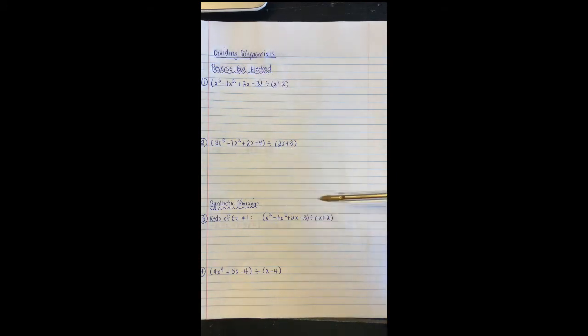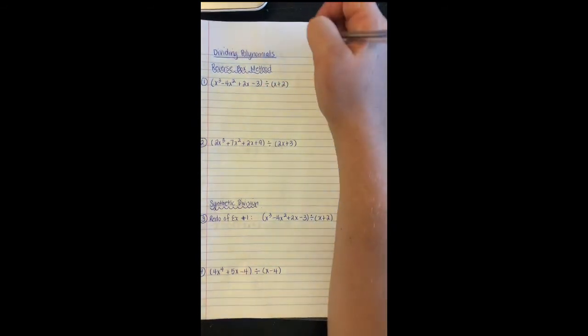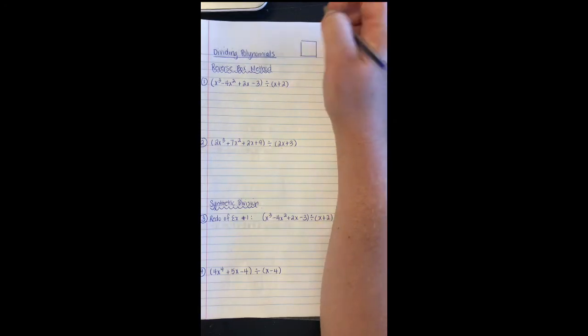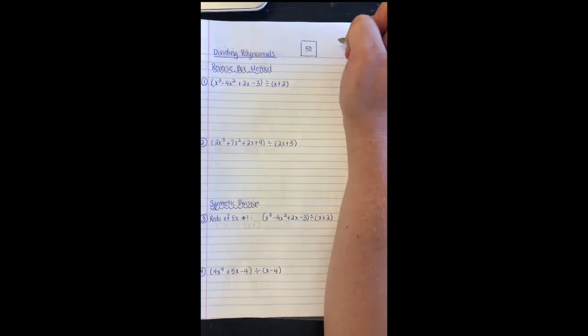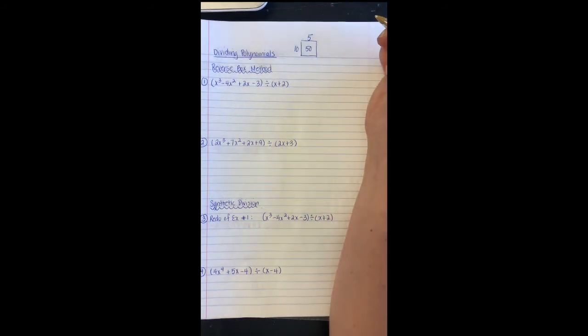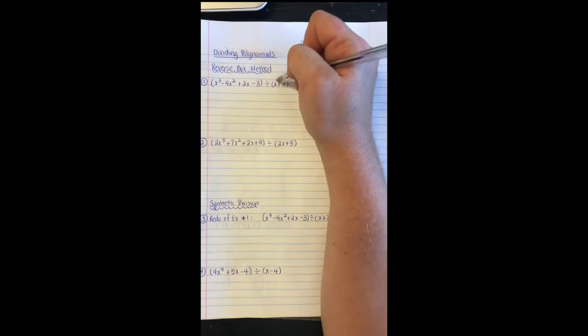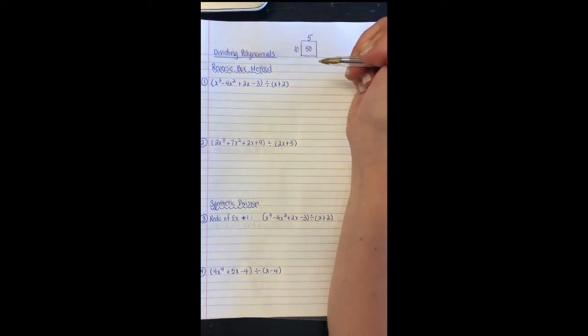Okay, so I'm going to start with reverse box method. So similar to what we were talking about when we were multiplying by box method. So if you think about a box, right? Let's say you knew that the area was 50 and you knew one side was 5, you'd be able to figure out that the other side was 10. That's basically what we're doing here. This is the area, this is the length. We're going to work backwards to find out the width.